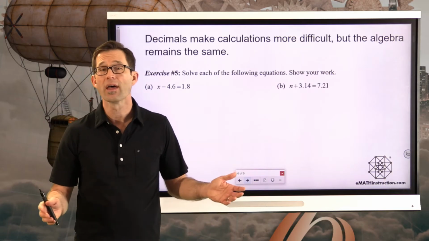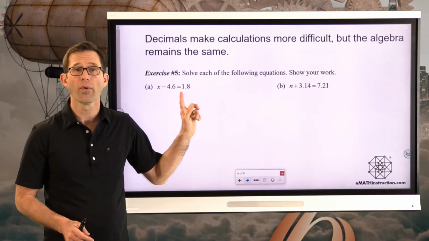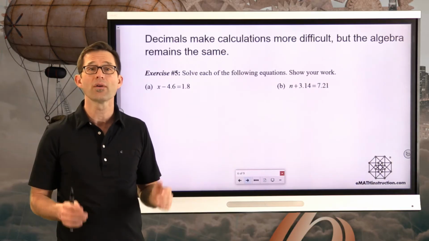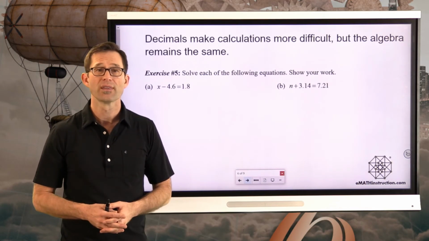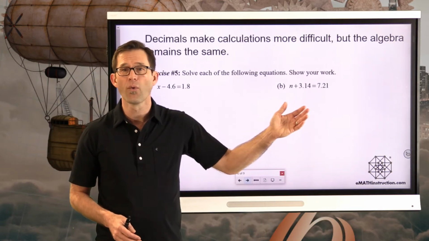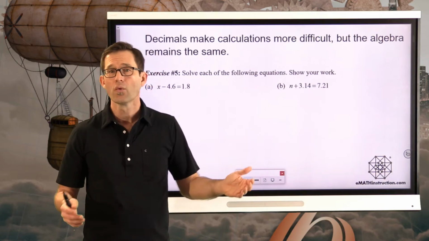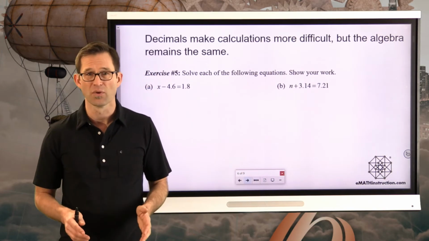All right, so again, let's boil it down, right? This equation, x minus 4.6 equals 1.8, is no different than x minus 4 equals 2. The difference is, of course, that we have to deal with decimals. Same thing here, n plus 3.14 equals 7.21, really no different than n plus 3 equals 7. We've just got to deal with the decimals, all right?